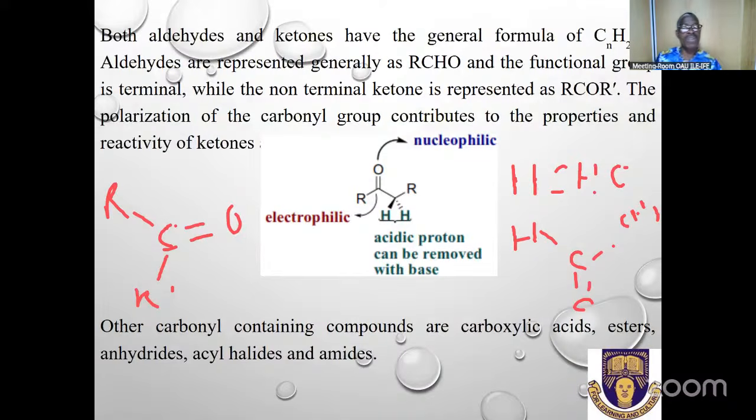So the polarization of the carbonyl group contributes to the properties and reactivities of ketones. As you can see in the diagram here, a nucleophile will attack the carbon of the carbonyl, and then the oxygen will pick up an electrophile. That means the hydrogens of the alkyl groups can be termed acidic protons.